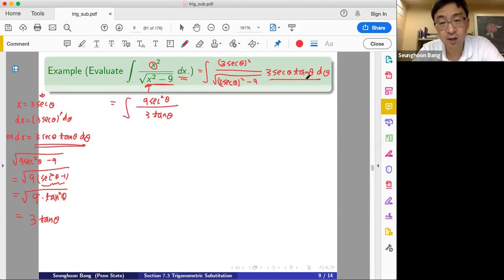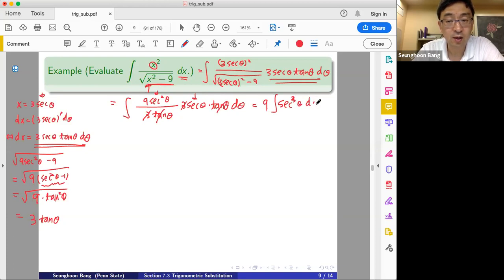The remaining part is this one: 3 secant theta times tan theta d theta. The 3 is crossed out. The tangent theta is crossed out. We have 9 times the integral. The secant squared times secant is secant cubed. Secant cubed theta d theta. So we have it. That's good.